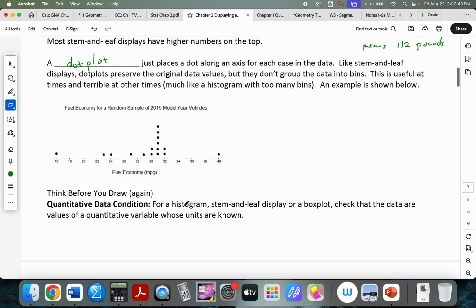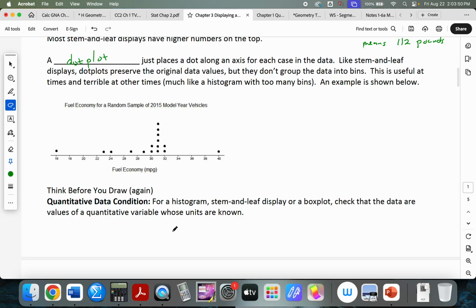So again, before you draw, if it's a histogram, a stem and leaf display, or a box plot, that should be dot plot. Sorry, I was thinking about what was on the back. A dot plot, check that the data are values of a quantitative variable whose units are known.